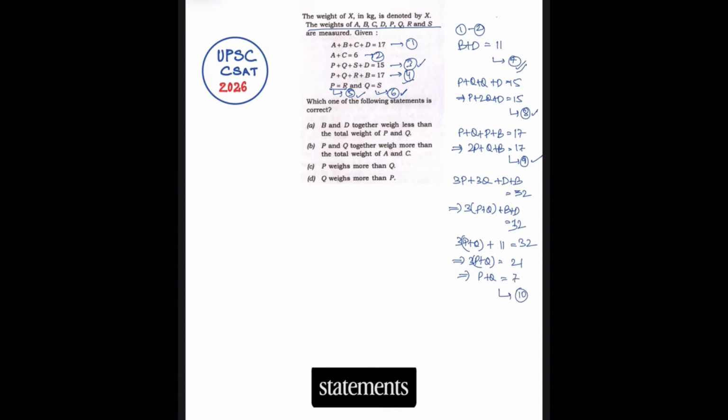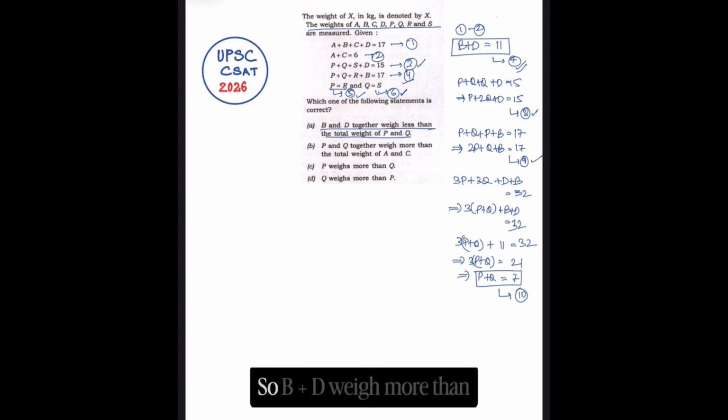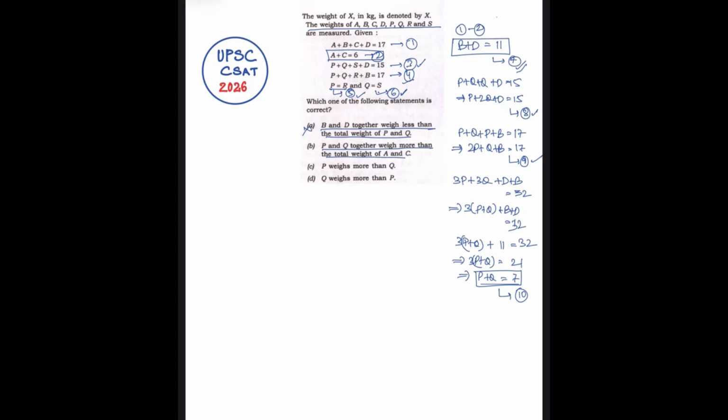Now let's check the statements. B plus D together weigh less than the total weight of P and Q. So the total weight of P and Q is equal to 7 and B plus D is equal to 11. So B plus D weigh more than P plus Q. Hence statement A is wrong. Now let's check the statement B. P and Q together weigh more than total weight of A and C. So P plus Q is equal to 7 and A plus C is equal to 6 according to equation 2. So this statement is correct. P plus Q is equal to 7 and A plus C is equal to 6. So the correct answer is option B.